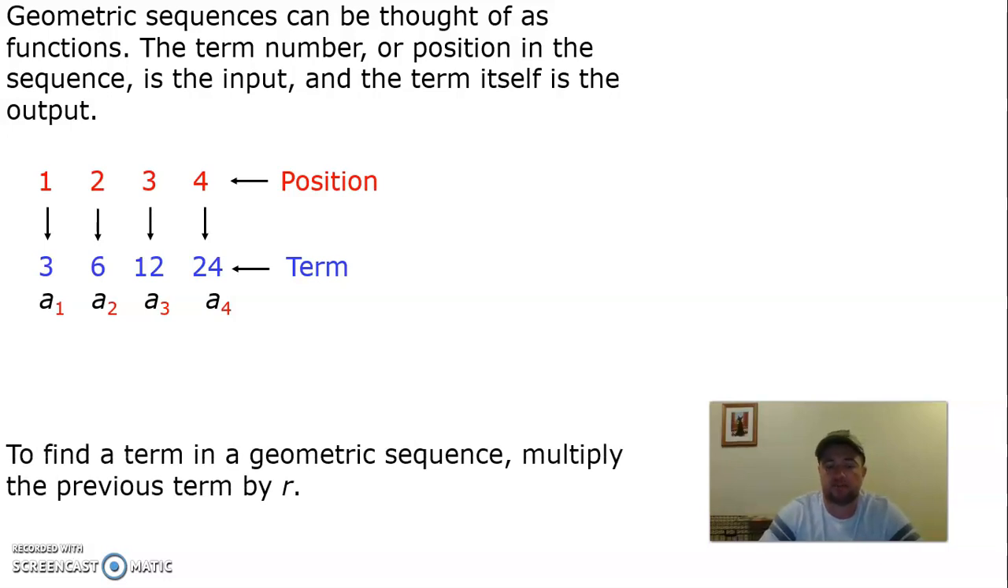Now, to find a term in a geometric sequence, you have to multiply the previous term by r. Now, it's really important we know what r stands for. R is a ratio. So, in this case, it's pretty obvious that our ratio, or what's happening, is every single time the number in the sequence is doubling. And doubling means to multiply something by 2. 3 times 2 is 6. 6 times 2 is 12. 12 times 2 is 24.